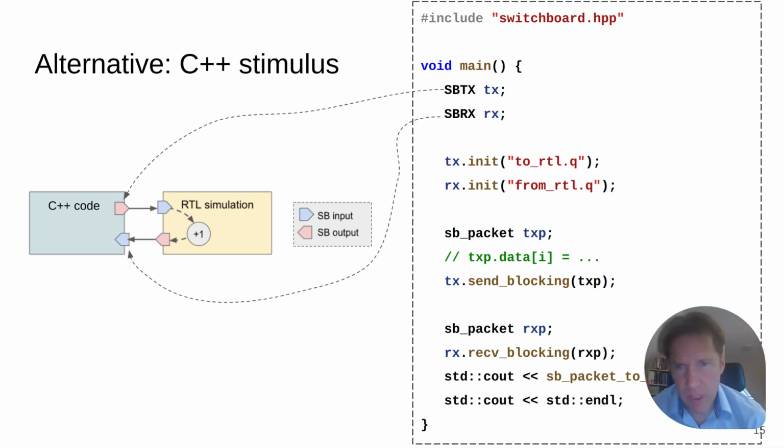If we're not happy with the Python speed, we also have a C++ interface that looks very similar. Instead of the Python code, we've got our main code. We instantiate the connections. We initialize the files, the read and write queues, and we instantiate the DUT, the device under test.